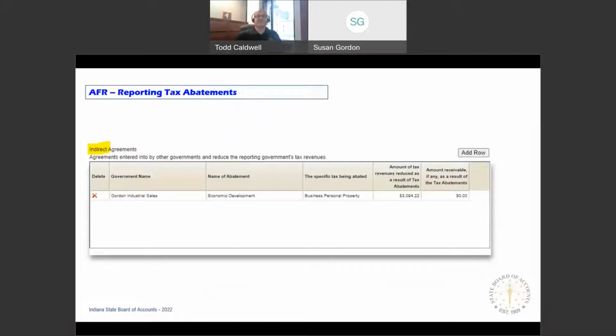And because this one's indirect, it's going to go in the bottom box. Remember, we looked at two boxes earlier on. The bottom one is the indirect. You can see I have that highlighted over on the left. And you just put the same information in. Gordon Industrial Sales is the name. It was an economic development abatement. It's a business personal property. And it was $3,094.22.